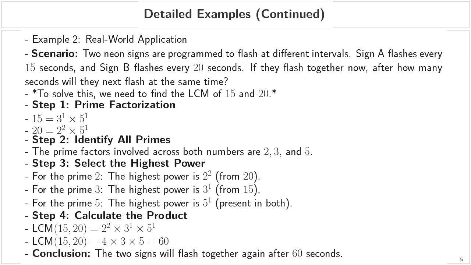This same logic applies even if we increase the complexity, as we will see in our next example involving 3 different numbers.